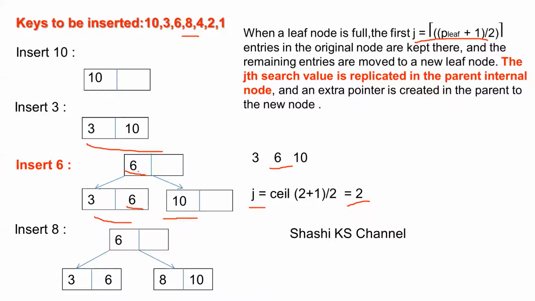8 is greater than 6. So the keys which are less than the root will be stored to the left of the root, and the keys which are greater than the root will be stored to the right of the root. So we traverse to the right of the value 6. When we traverse to the right of the value 6, it has to be placed in this node. 8 has to be inserted in this node in sorted ascending order.